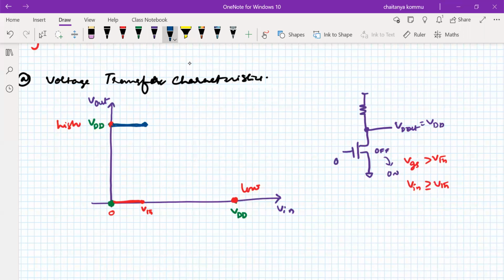Now I am increasing the input value from 0 to VDD. Slowly I go to the threshold voltage of the transistor and move forward. So it reaches VTH of the transistor. Then what is the value we observe here? Here it is VDD only, up to VTH that we have applied.